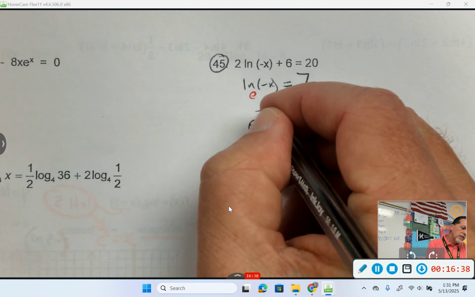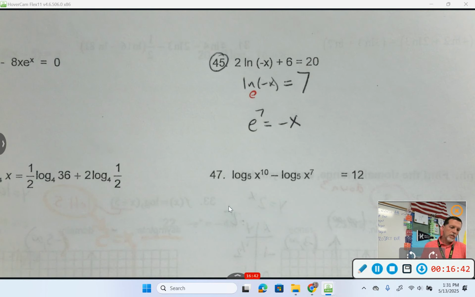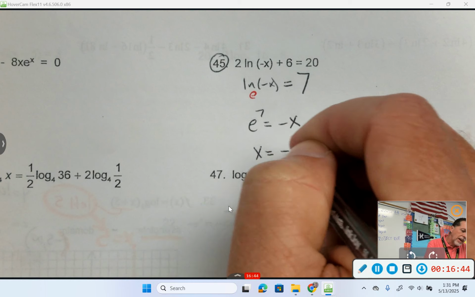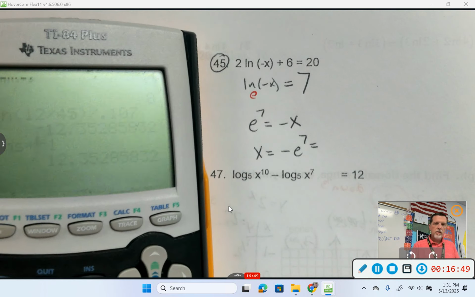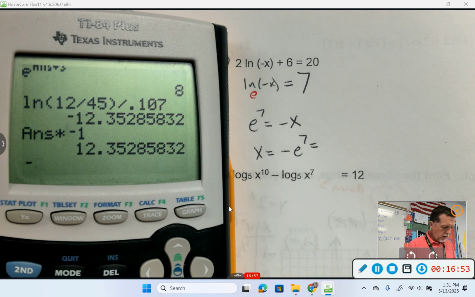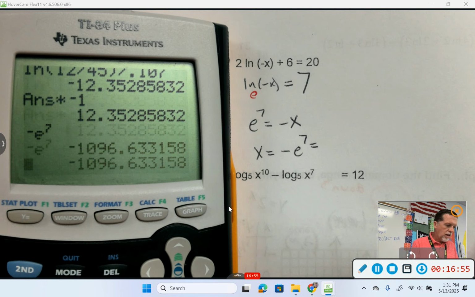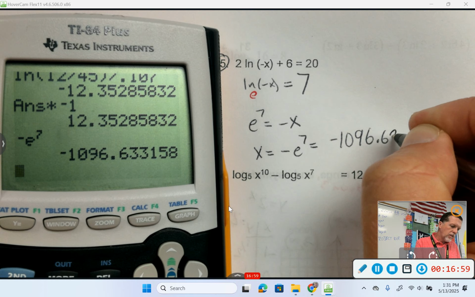Equals negative x. So x would just be negative e to the 7th. Calculator problem. Negative e to the 7th. Negative 1096.633.